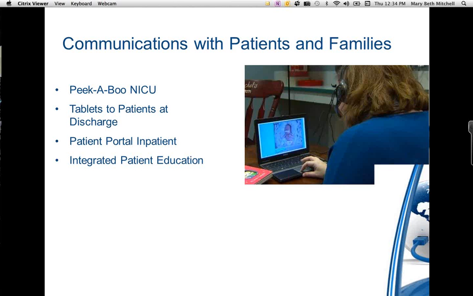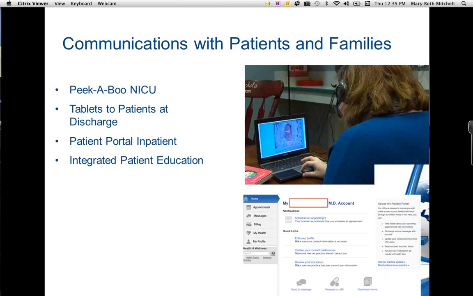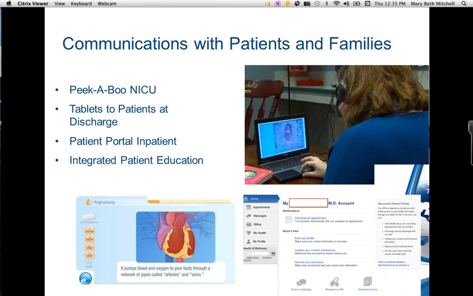They can make requests for water, for assistance, and other things. And then we're also integrating our patient education through the patient portal and having more two-way communication between the caregiver and the patient in terms of their patient education needs. And let's see, here's an example of our patient education and the access through the portal.